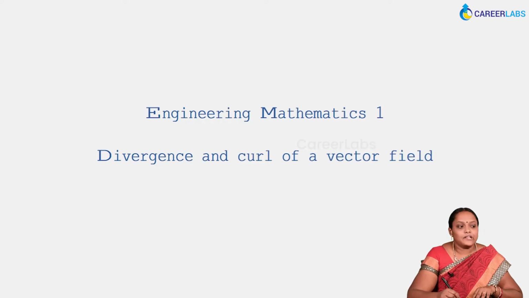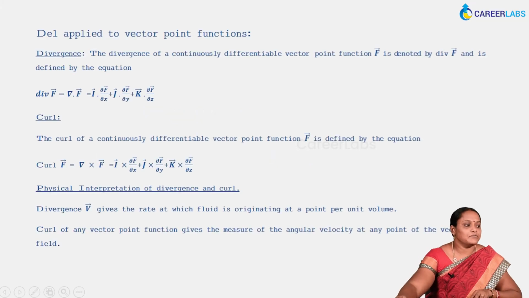In this lecture, we are going to learn about divergence and curl of a vector field. So, let us define what is a divergence. The divergence of a continuously differentiable vector point function f vector is denoted by divergence of f vector, and it is defined as divergence of f vector equal to del dot f vector, which is equal to i vector dot dou f vector by dou x plus j vector dot dou f vector by dou y plus k vector dot dou f vector by dou z.